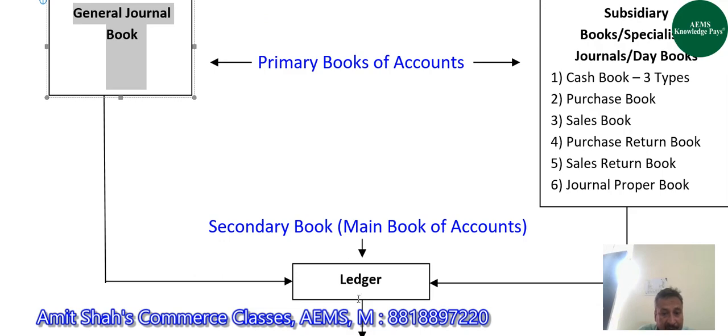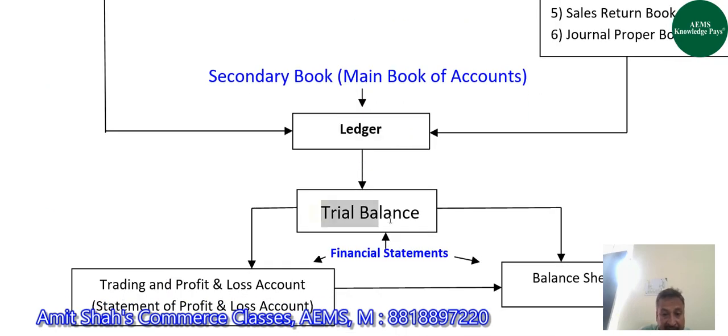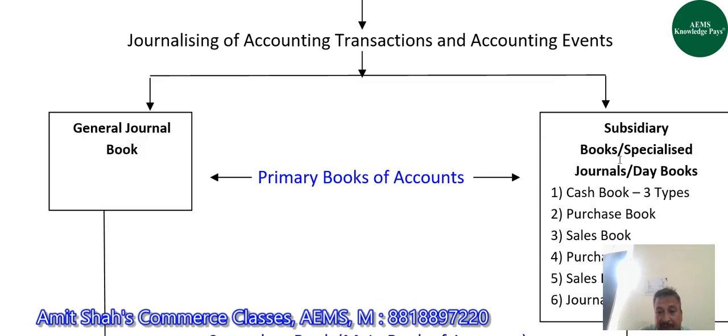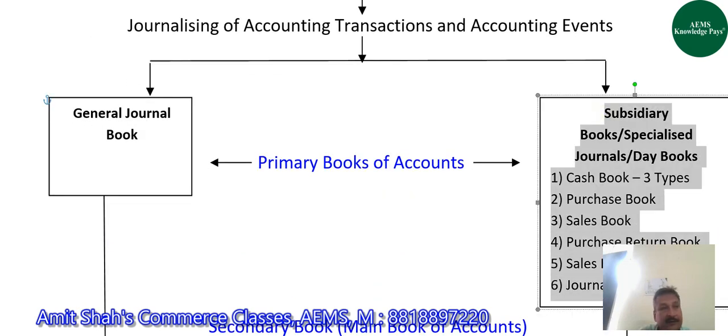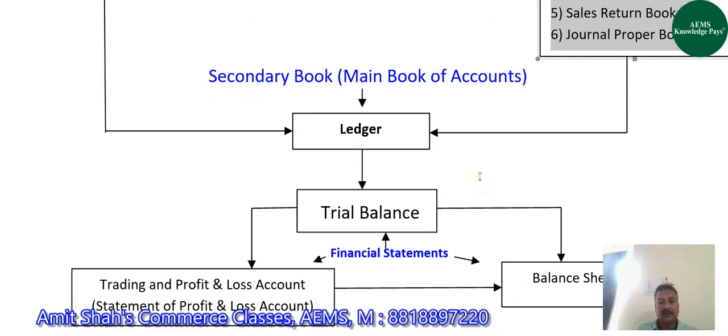Now, in the same flow, next thing is ledger. I'm going to teach you ledger now. After that, we will see trial balance. And here we will stop ourselves, and then again we'll go back and see the right-hand side flow. That is this one. Am I clear? So as of now, ledger.